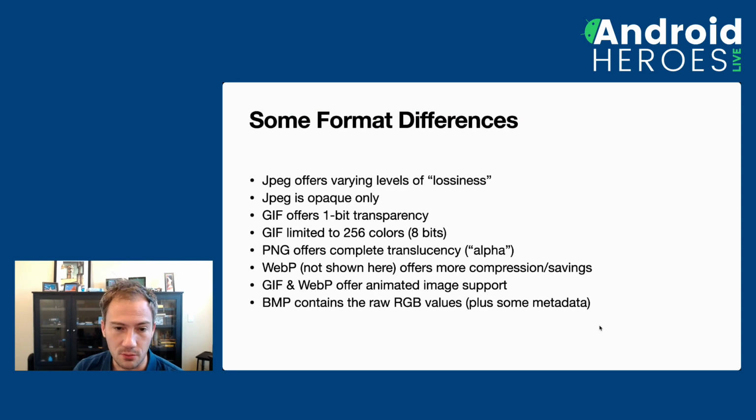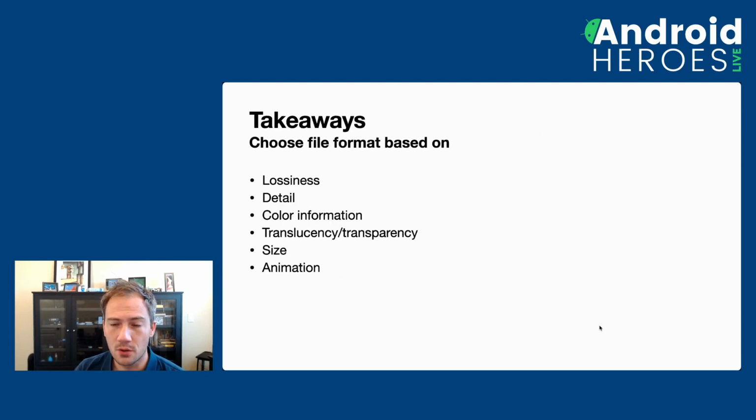And BMP, like we saw, is just the raw values. So choose your format carefully based on what you need: lossiness, detail, color information. Do you need translucency? What size can you afford? And whether or not you need animations.